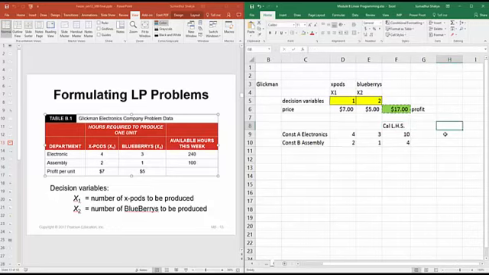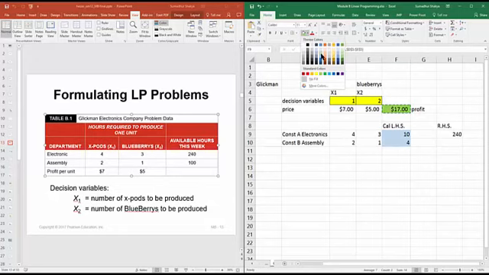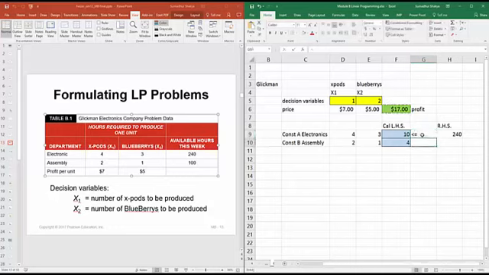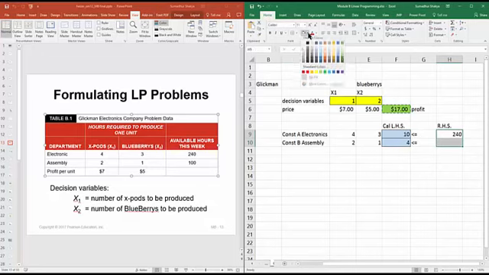Now the given right hand side variable is 240. So our calculated values, which are, let's say, in blue, have to stay less than or equal to the given values, which are represented in grayish color. So for assembly, it's 100 for the department.